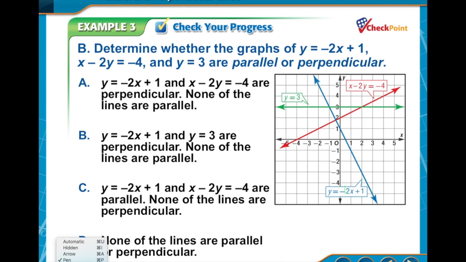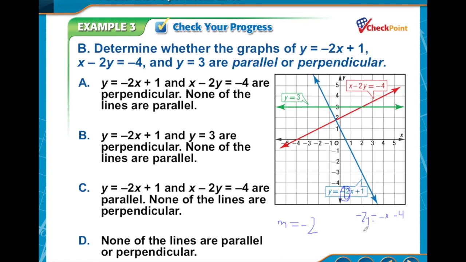So if I change my color back here, I see I have a negative 2 for my slope on this line. What about my red line? What is my slope for this equation? Well, I would need to get y by itself. So if I did a little bit of algebra work, I would see that negative 2y equals negative x minus 4.